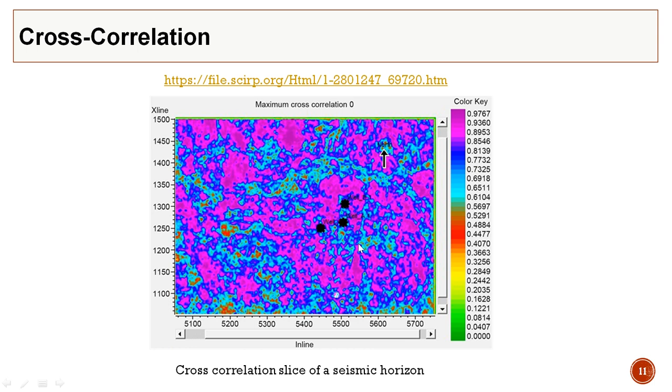Basically, in 4D processing, we try to minimize the effects of acquisition and processing imprints on the base and the monitor data, and we try to maximize the actual reservoir signal. So this is how we use cross correlation in seismic data processing. There is a link for this if you want to go into more detail on this image.